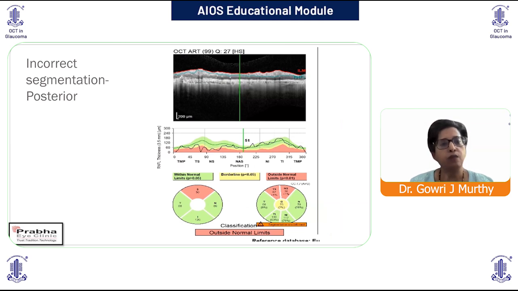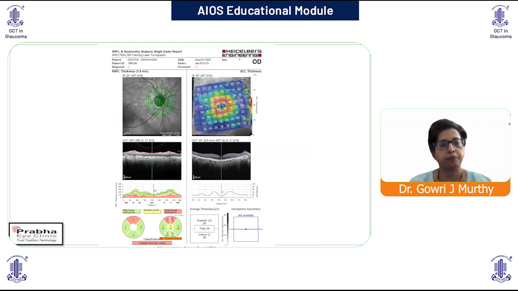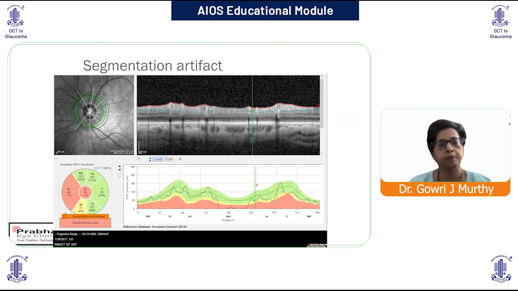This is an example of incorrect posterior segmentation. So the posterior border of the RNFL is marked in blue or bluish green. And you can see in this scan that it is coming inside the RNFL area itself. So this kind of inaccurate segmentation can also lead to falsely abnormal results. So again, this can be detected on the printout, but I would strongly recommend one to go back to the machine to check the segmentation.